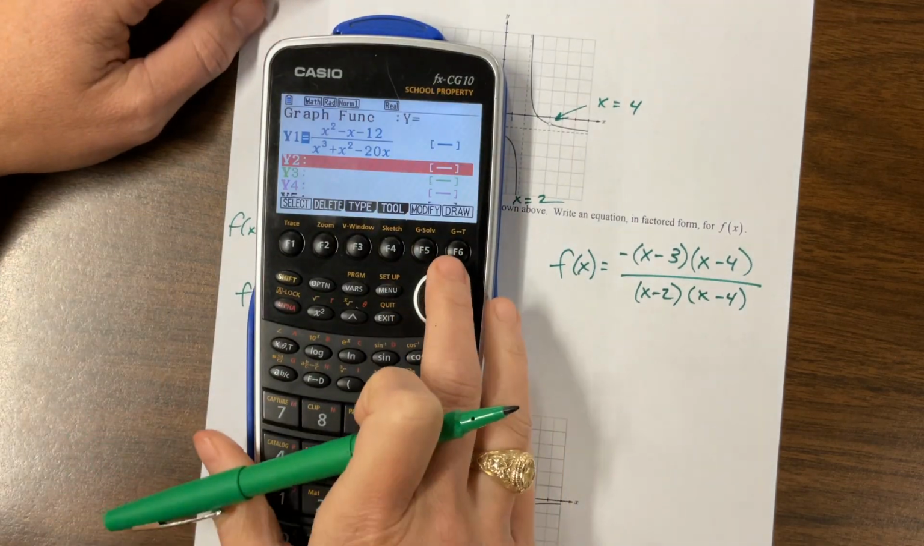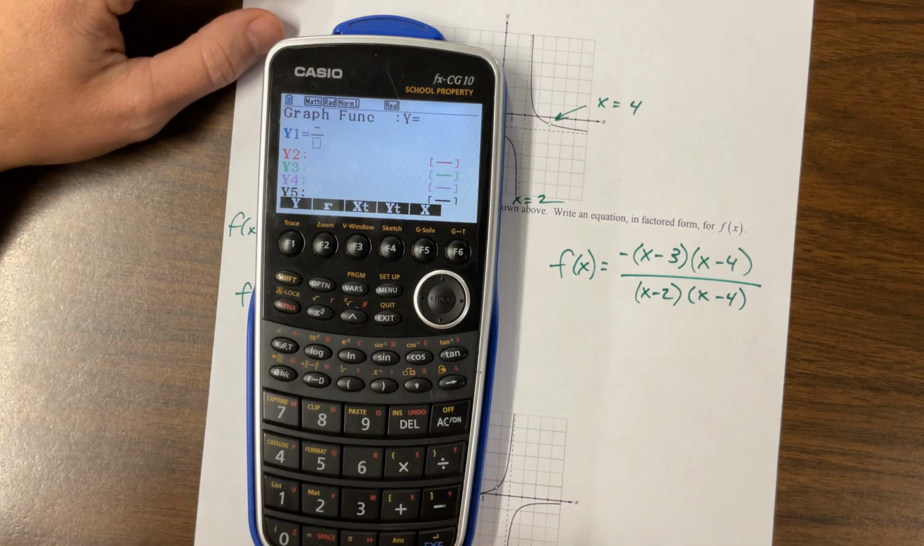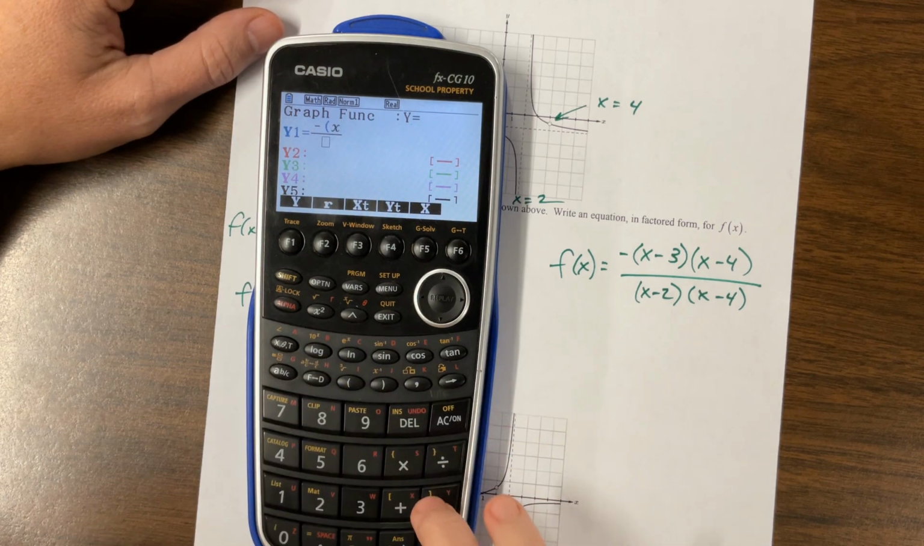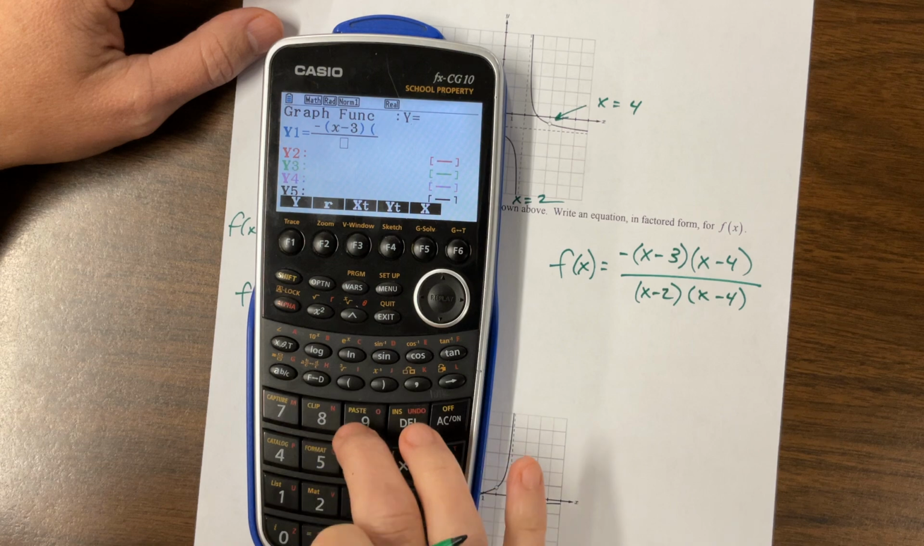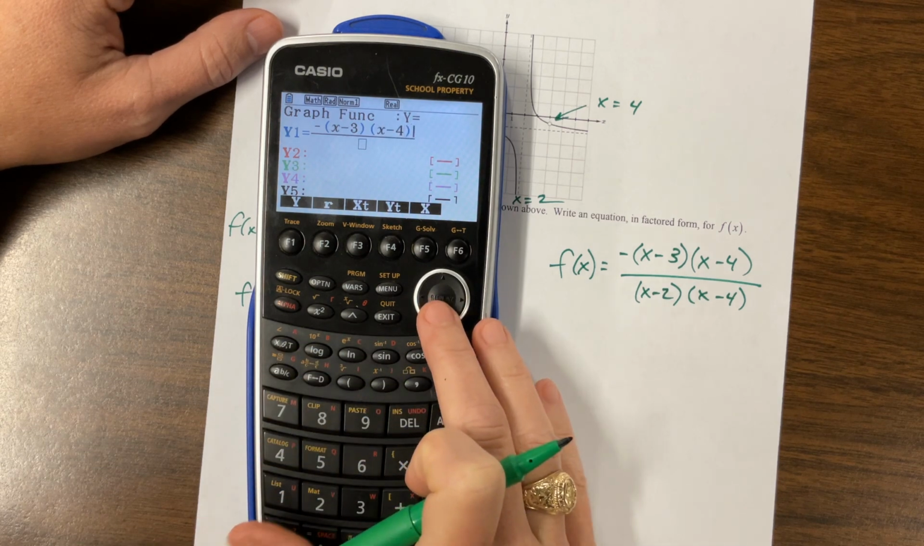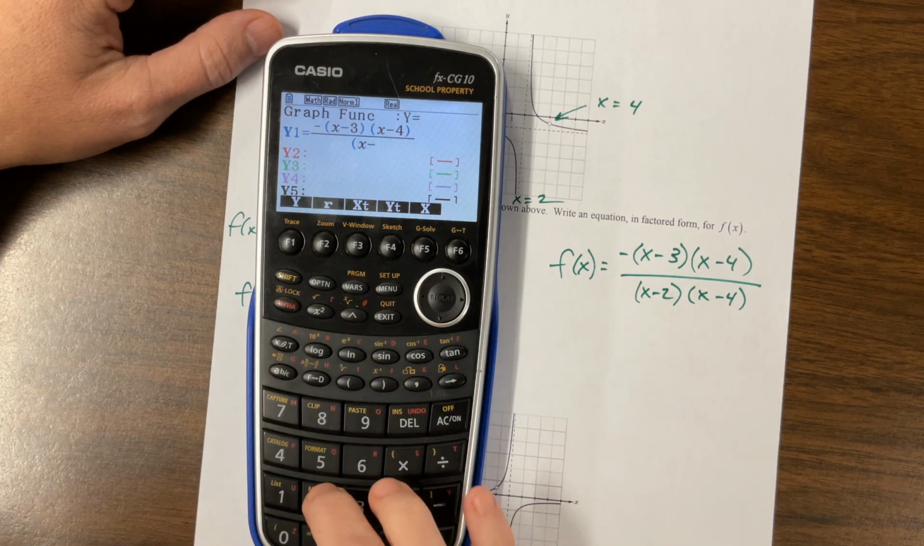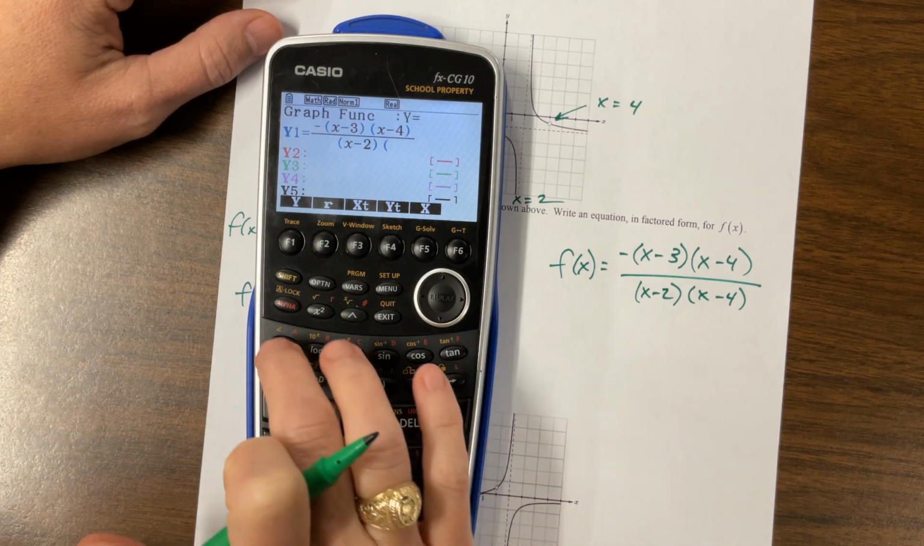Desmos would be nicer, but it's a little tricky to show that to you as I'm working. I love Desmos. X minus 3, x minus 4. Do I need a times in between them? I don't think so. Y'all, I'm better at Desmos than the calculator these days. Isn't that crazy? I'm stalling.